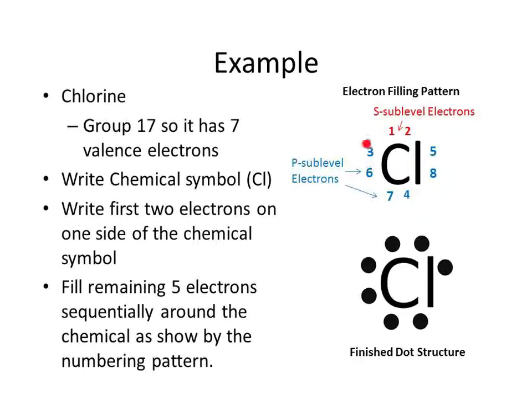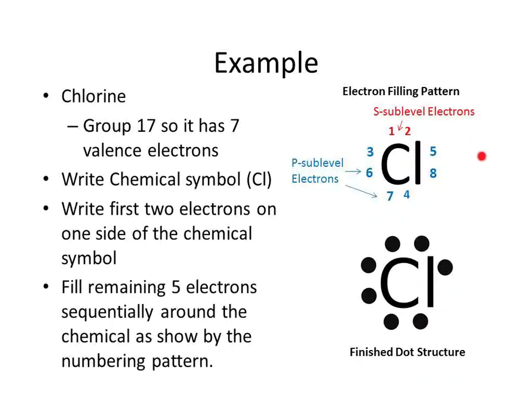Fill the remaining 5 electrons sequentially around the chemical symbol as shown by the numbering pattern. Now this numbering pattern is not fixed, right? You could put 3 here, so you can put 3, 4, 5, 6, 7, 8. Remember, we're going to put 1 per side until we have to double them up. So the first one goes here, then the next one goes here, then the next one, then we start doubling up because we ran out of sides. And then 8.